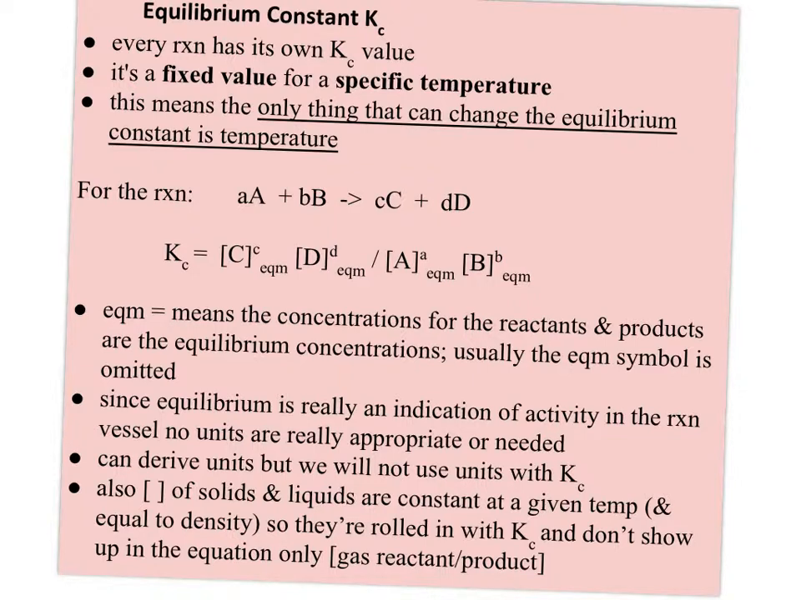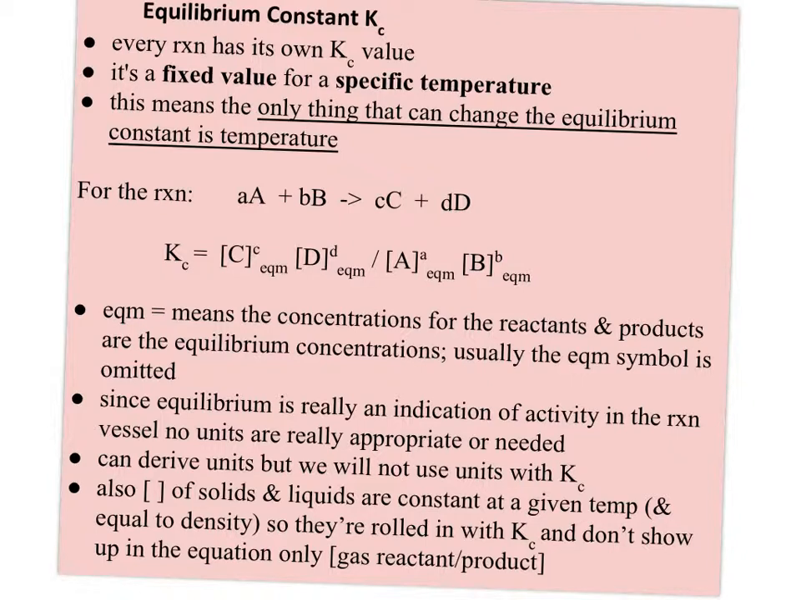The second thing to mention is units. Some books and some professors derive units by taking your moles per liter and squaring it or cubing it, or whatever is done to your concentration for each product and reactant, and you come up with a unit. So you can have weird units like mole squared per liter squared. But most people now just drop the units altogether because the equilibrium constant is really seen as an indication of activity. So you really don't need units.